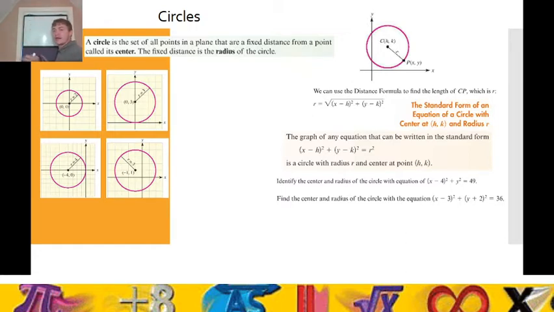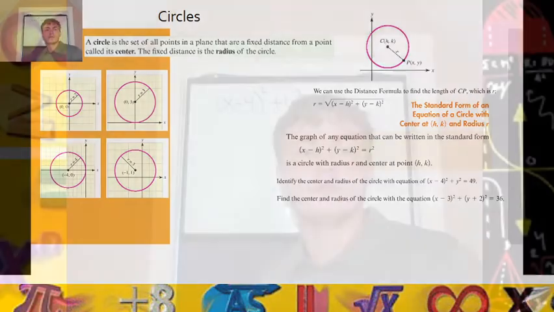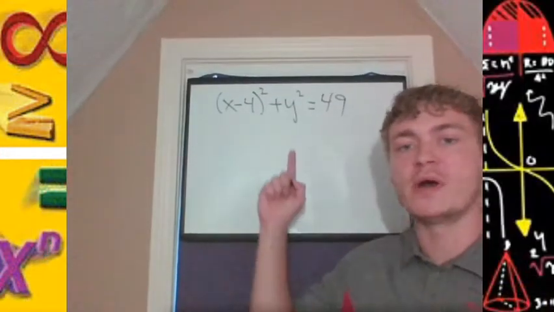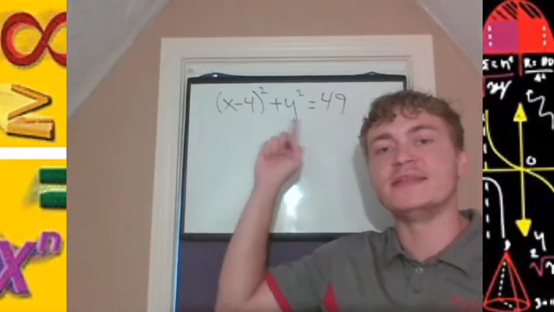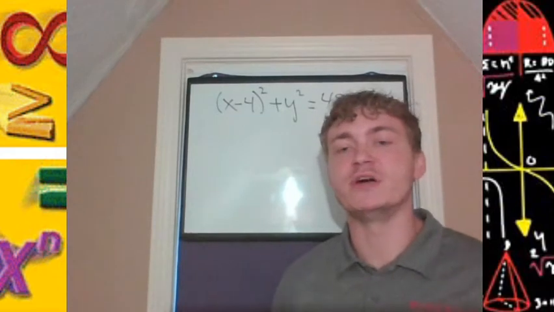We are subtracting 4, so the x coordinate of our center, denoted with the capital C, I'll erase here, and I'll write out x minus 4 squared plus y squared equals 49. Going to the full view, we want to identify the center.